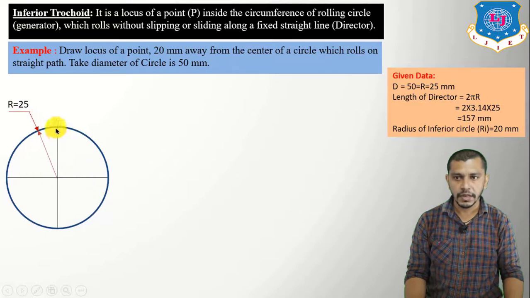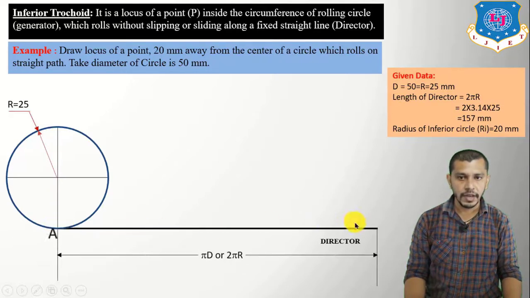Here we have shown the horizontal and the vertical diameter of the circle. From the intersection point of the vertical diameter and the circle, draw the straight line path having length equal to 2 pi r. This is our director, and the length of the director is 157 mm.